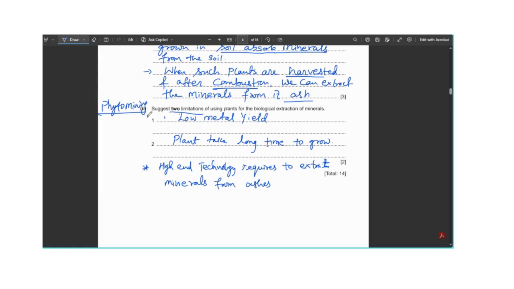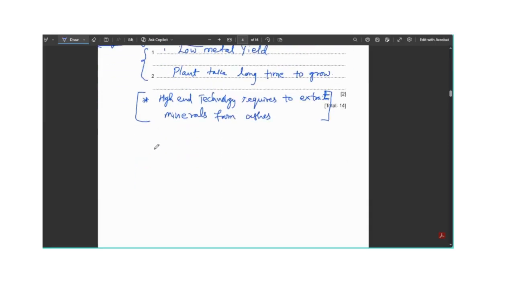Please remember, write only two limitations, don't write anything extra. This is very important, guys. If the second one is wrong, they will not go for the third one. They will consider only the first two limitations. Extra things, try to avoid them. The examiner is asking for two limitations, so stick with only two limitations.